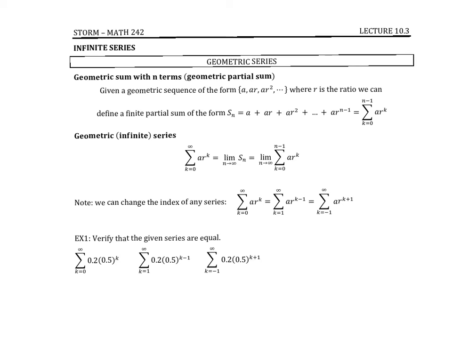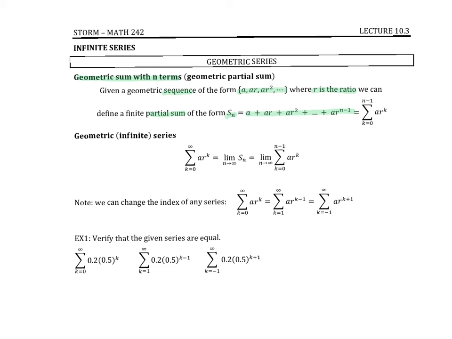So first of all, we're going to look at a geometric sum with only n terms. So it's a finite sum. And we're going to look at the sequence a, a times r, a times r squared, and so on. And here r is going to be our ratio. So we can define a partial sum, our s sub n, adding up the first n terms. So it would be a plus a times r plus a times r squared, and so on. The nth term is a times r to the n minus 1.